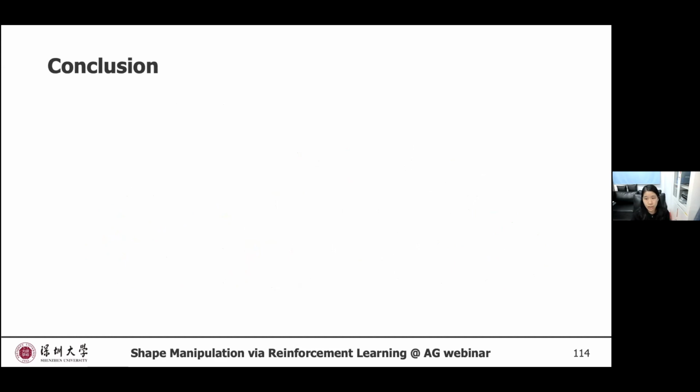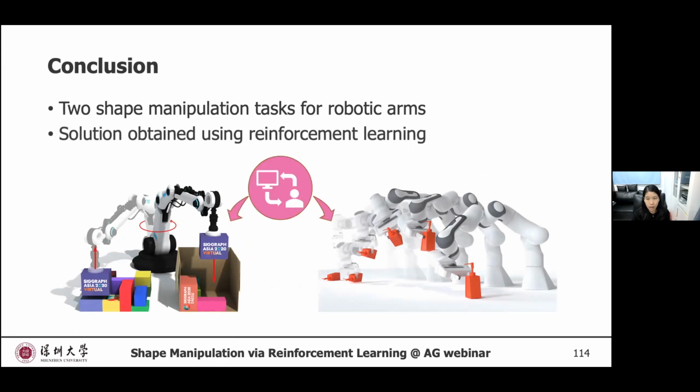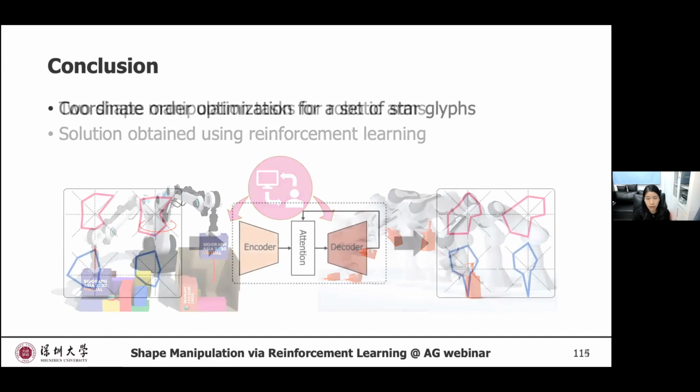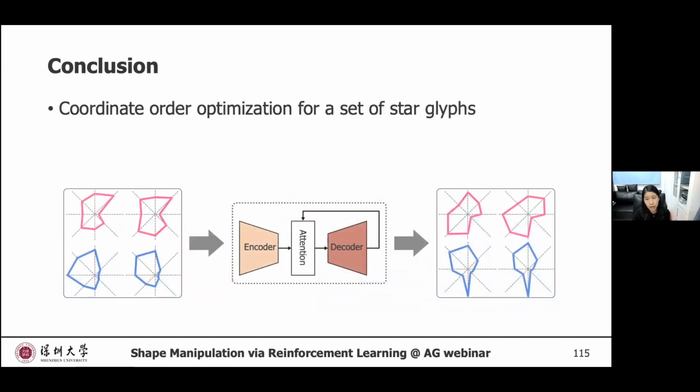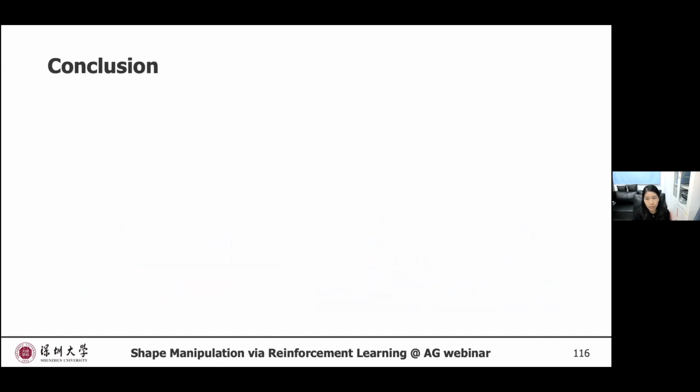So to conclude, today I introduced two shape manipulation tasks and showed how they can be solved using reinforcement learning. And then I showed that the proposed method can also be used to optimize the coordinate order for a set of stack glyphs with a shape-driven class separation measure utilizing shape context descriptors and the silhouette coefficients.